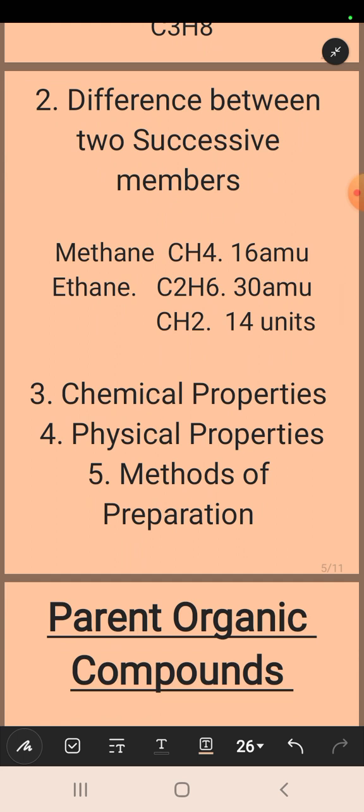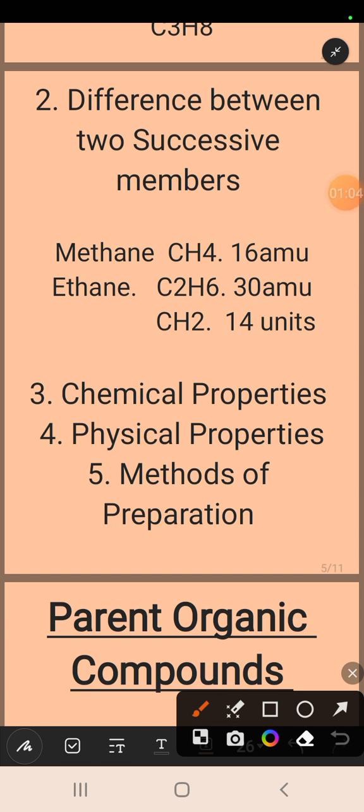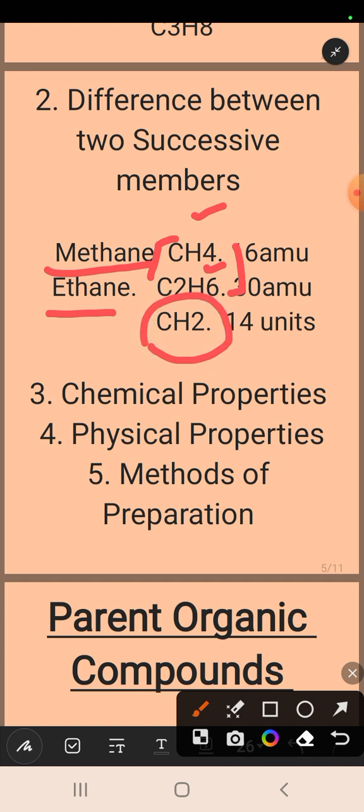Next is the difference between two successive members of the homologous series. For example, if you have two successive members, which are next to each other. First member of the alkane series is methane and next to it is ethane. The molecular formula of methane is CH4 and of ethane is C2H6. There is a difference of one carbon atom and two hydrogen atoms between these two compounds. That is why they differ from each other by a unit CH2.